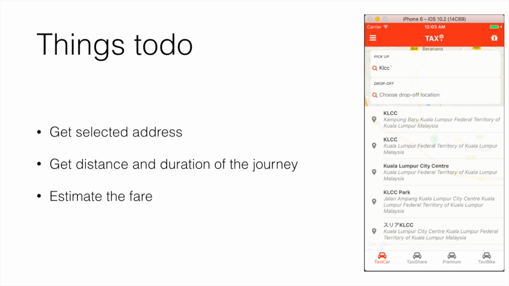In this video, we're going to try and get the user selected address, and then we're going to get the distance and duration of the journey using Google's Distance Matrix API. And from the information we're getting from the API, we're going to estimate the journey's fare.